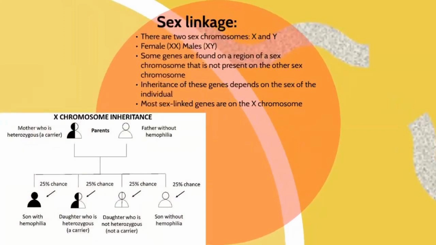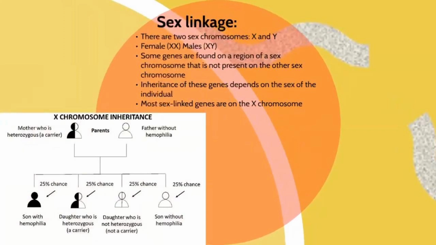I know this sounds a bit confusing, so I'm just going to try and explain this with an example, which is hemophilia. Hemophilia is an example of a sex-linked disease, and it is a disease that causes a lack of blood clotting, and it can cause people to die because they cannot stop bleeding.